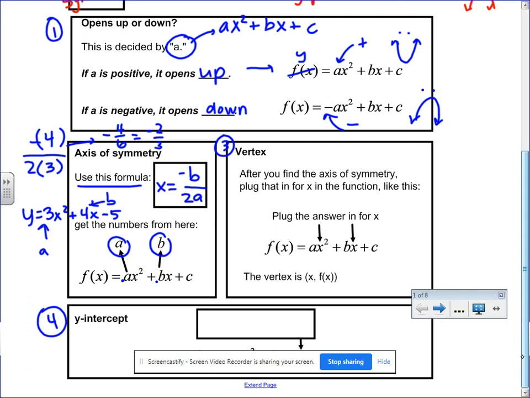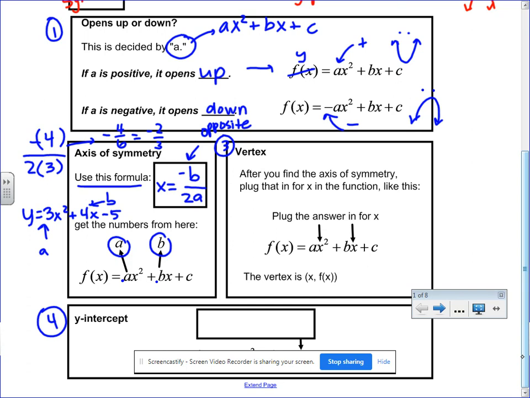So there's two things to understand. First of all, this axis of symmetry is not always a nice whole number. The other thing is, when you're looking at this negative b, I shouldn't say negative, I should say opposite, because if b is already negative, then that has to become positive. So it's the opposite of b. All right.